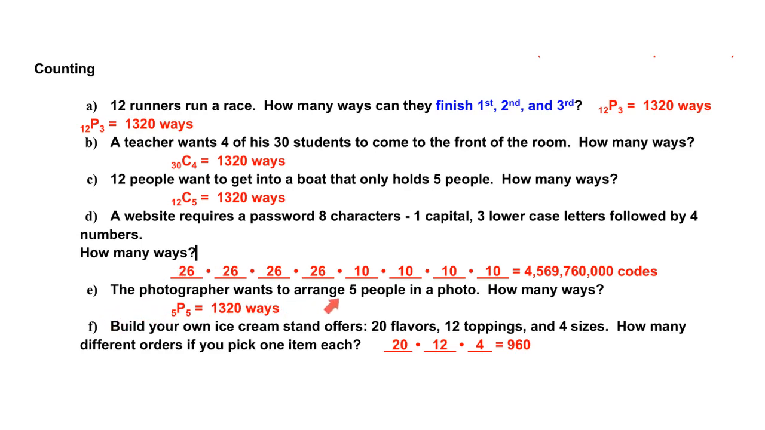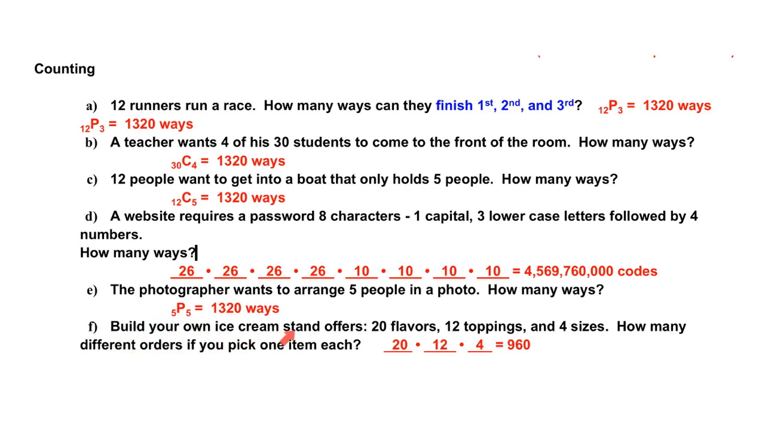If the photographer wants to arrange 5 people into a photo, again, if you see the word arrange 5 people, sometimes it might not even say from a group. Well, it's 5 people from a group, and you're going to use all 5 of them. Then if you're arranging them, that's a permutation. So therefore, it's going to be 5P5.